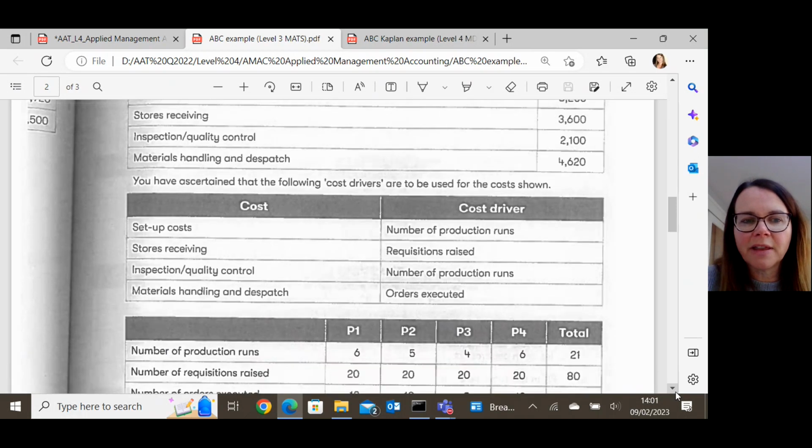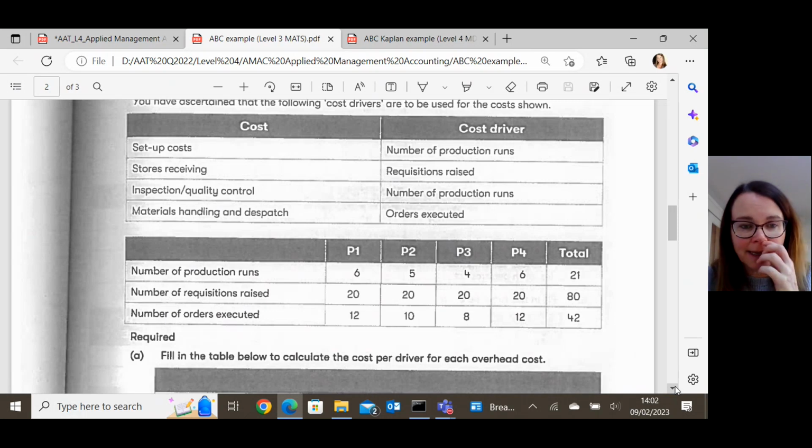And then we have been given that for each of these 4 cost pools, this is what is driving those costs. So setting up, the number of production runs, that's the same example I used. Stores receiving is driven by the number of requisitions raised. A requisition is just a request for stock into your store. Inspection and quality control, the number of production runs as well, because every time a production run takes place, then you're going to have these costs involved as well. Orders executed will be driving your materials handling and dispatches.